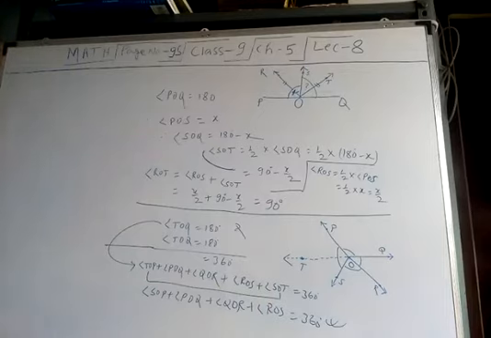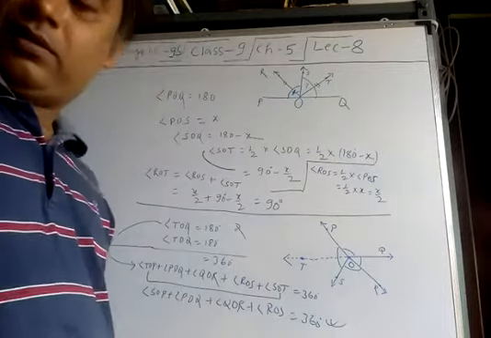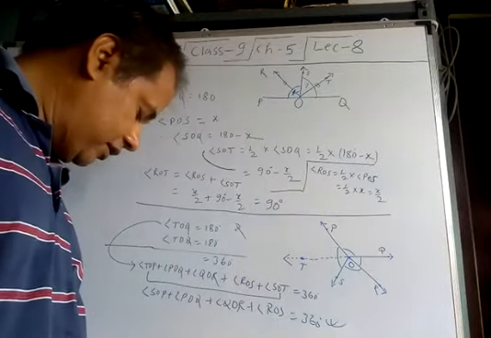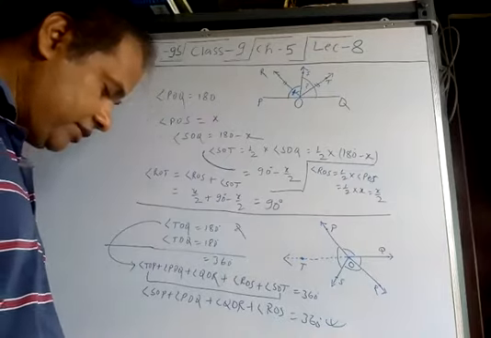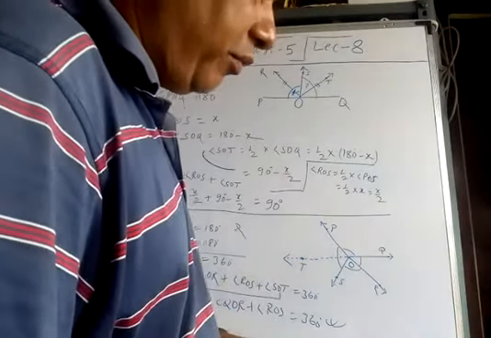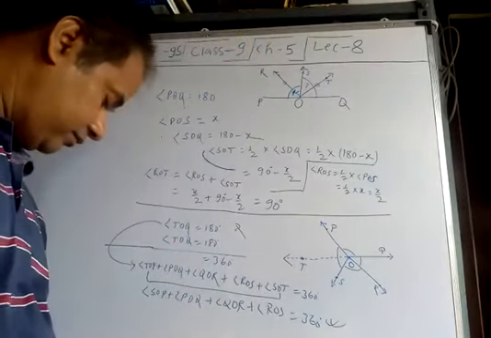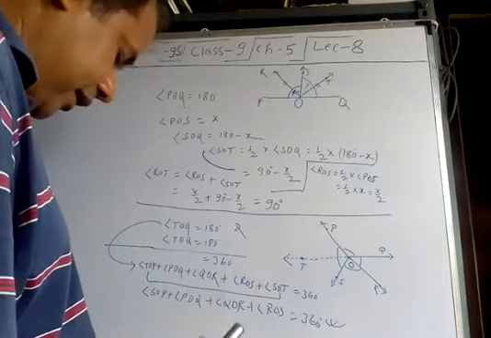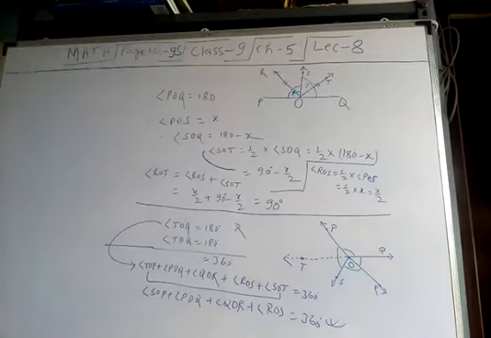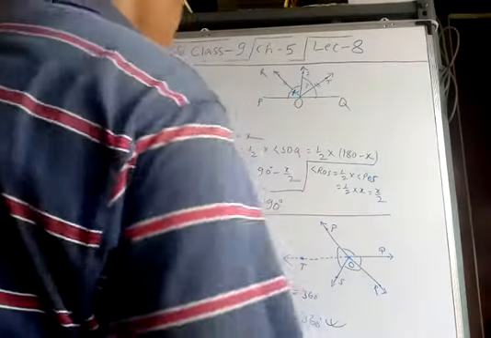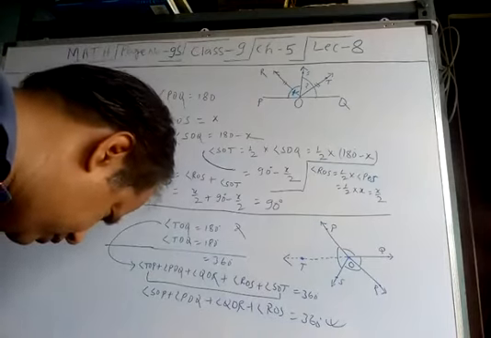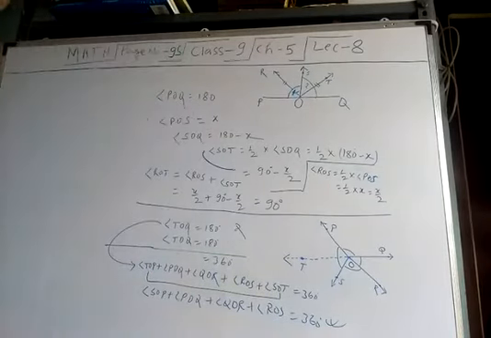Now exercise 6.1 is here. There are many questions. You have to solve all the questions of this exercise, and the new topic will be 6.5, parallel lines and a transversal.